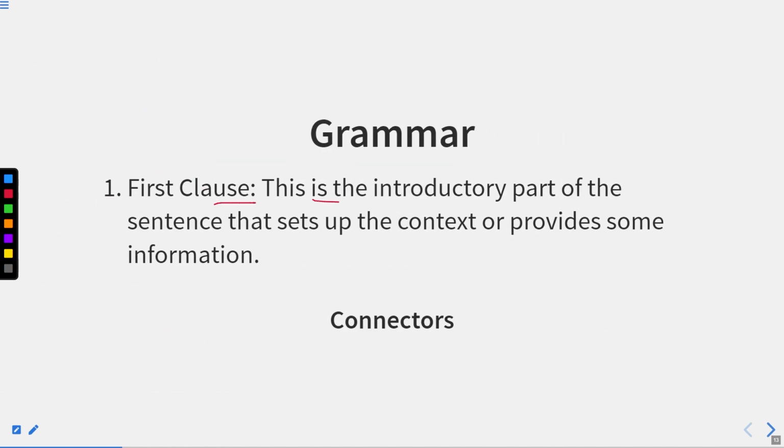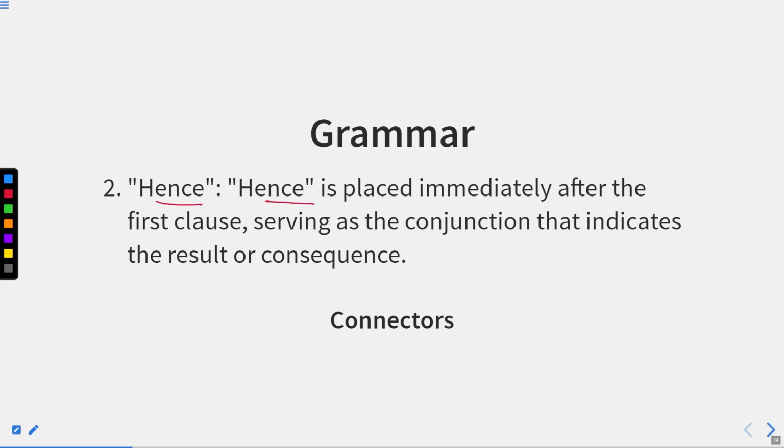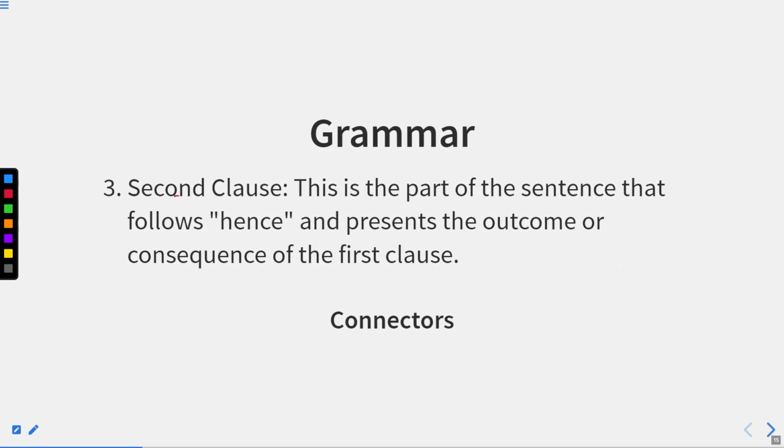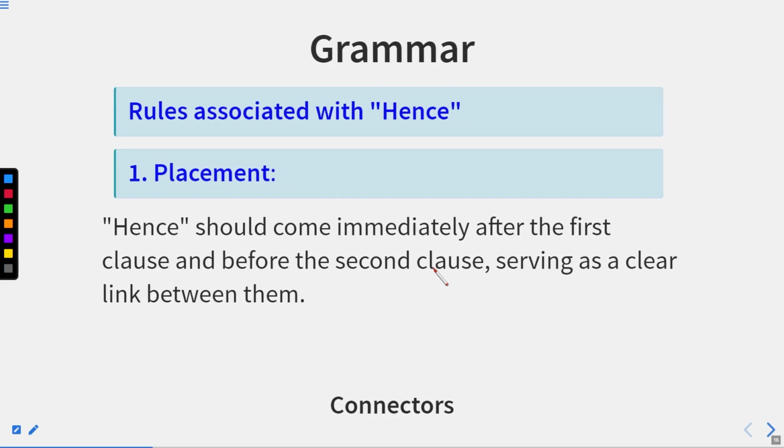So first clause contains, this is the introductory part of the sentence that sets up the context or provides some information. After that, we have the word hence. Hence is placed immediately after the first clause, serving as the conjunction that indicates the result or the consequence. After that, we have the second clause. This is the part of the sentence that follows hence and presents the outcome or consequence of the first clause. So here we have two clauses, and in between we have hence. The second clause contains the outcome or the result or the conclusion, whereas the first clause contains the information based on which you get the outcome.